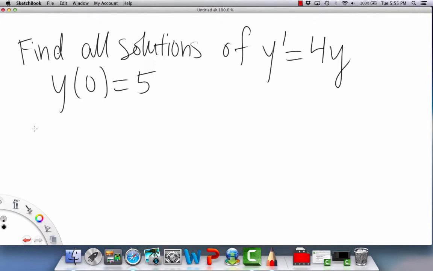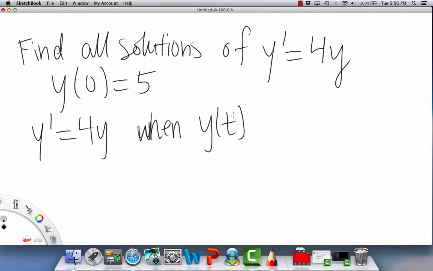So all solutions. We're going to start with what we're given. So y prime equals 4y. And we know from our other equation from before, going back to our original, y of t equals P naught e to the kt. And in this case, our k is 4, right? So this is our k. So e to the 4t. Okay? P naught is our initial value, right? So this is our initial value.